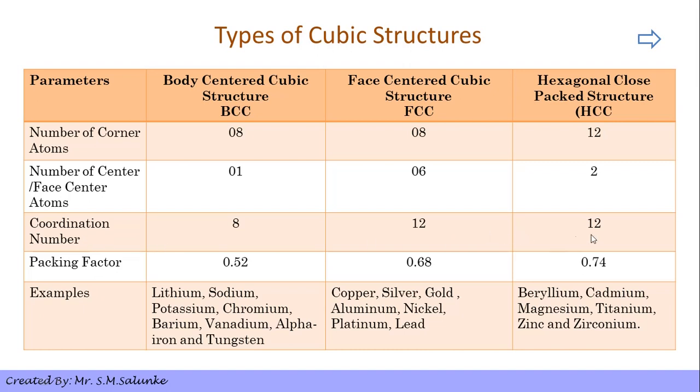Similarly, the coordination number is 12 here and packing factor is 0.74. You can see the packing factor of hexagonal close pack structure, that is HCP, is greater than FCC as well as BCC. And the examples of HCP are beryllium, cadmium, magnesium, titanium, zinc and zirconium.